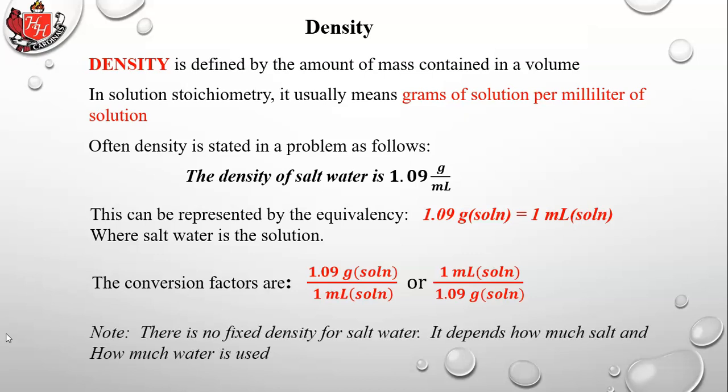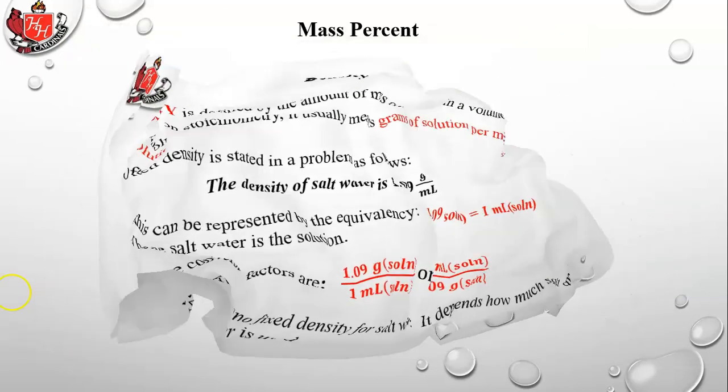Note there is no fixed density for salt water. It depends how much salt and how much water is used. In other words, molar mass, it's a fixed number. For water, it's 18.02 grams. 1 mole of water equals 18.02 grams of water. That never changes. It's how much does a mole of water weigh. But density can be whatever you want it to be. It's determined by the chemist. You can add as much salt or as little salt as you want to change the density.